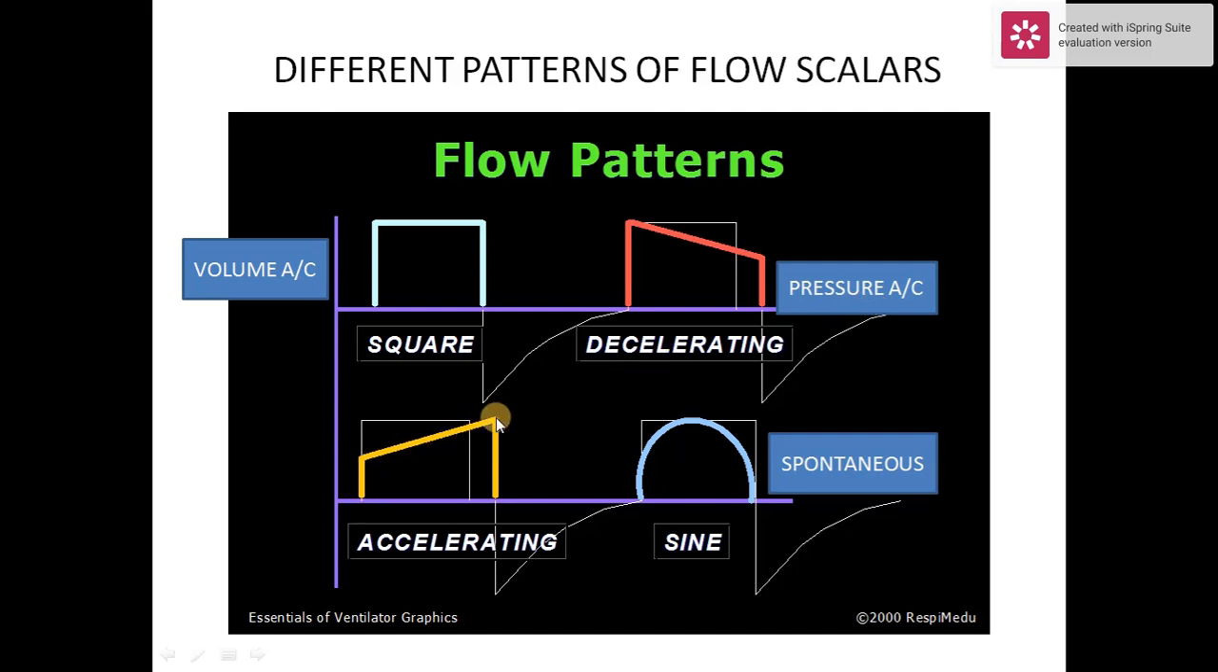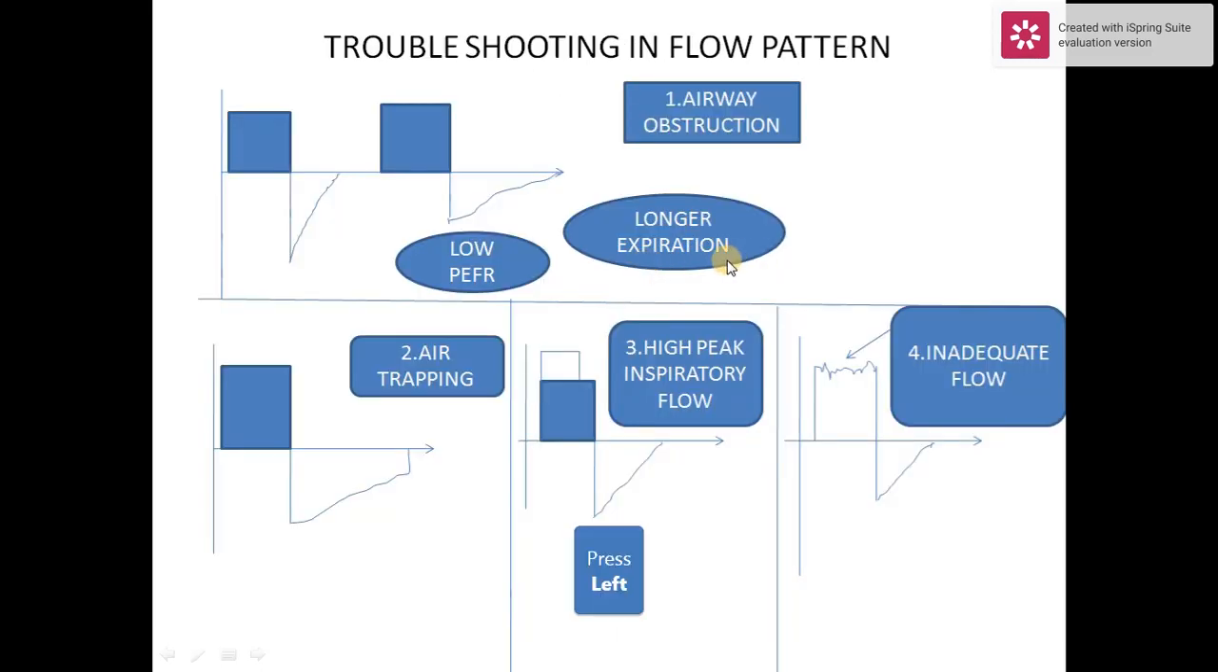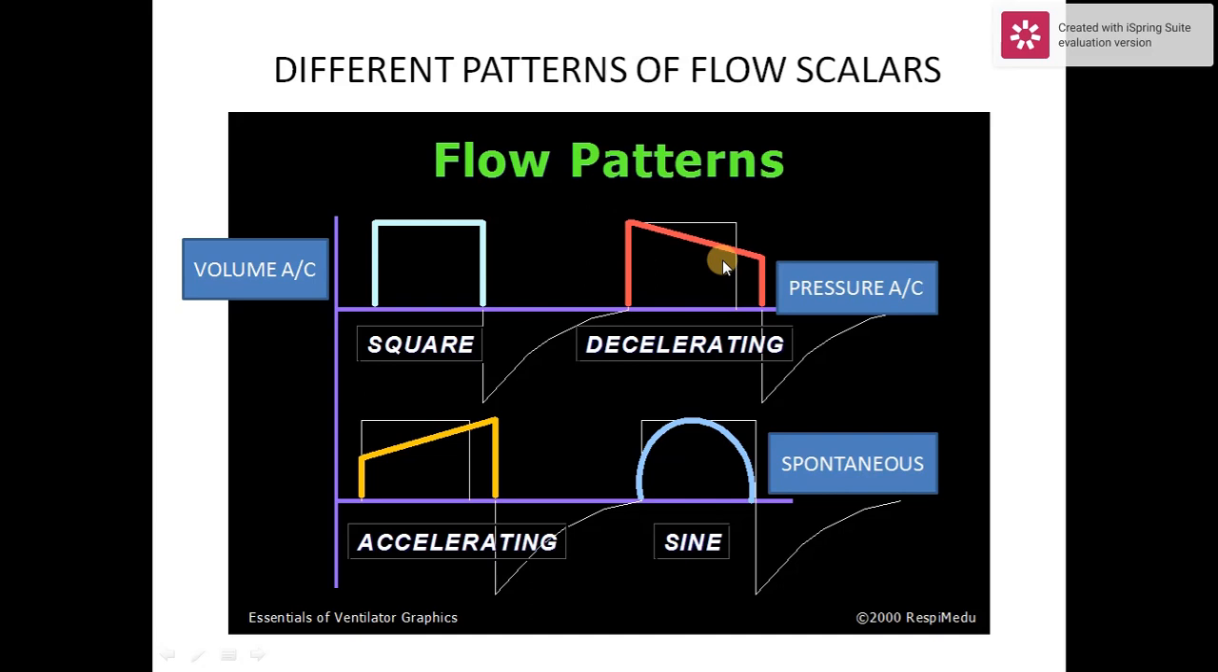This is the accelerating type of flow. And the fourth type is the sine type. It's seen mainly in spontaneous ventilation. Okay, square, decelerating, accelerating. Square is seen in volume control, decelerating and accelerating seen in pressure control, and sine seen in spontaneous type of ventilation. So, four different patterns of ventilation.